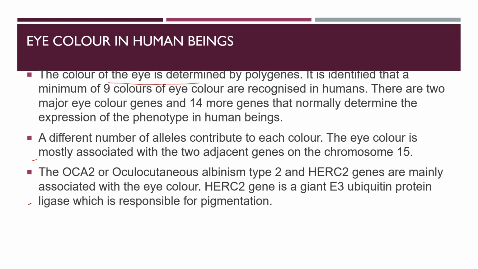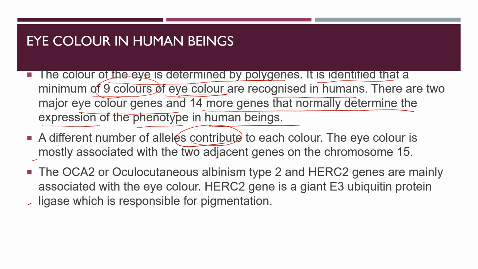The color of the eye is determined by polygenes, as we know from the previous ones. It is identified that a minimum of 9 eye colors are recognized in humans. There are two major eye color genes and 14 more that normally determine the expression of the phenotype in human beings. A different number of alleles contribute to each color.